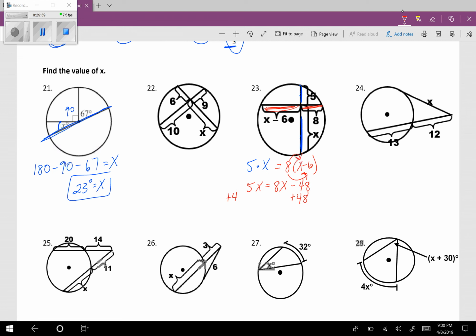Or no, let me back up. Let me just do it the way you guys are going to do it. You're going to see this 5x over here. You're going to take this 8x over to the other side. So minus 8x, minus 8x. Now, y'all have to be careful. 5 minus 8 is negative 3. So it's negative 3x is equal to negative 48. And so now divide by negative 3, divide by negative 3, and you'll find that x is 16, I believe. Let me double check here.